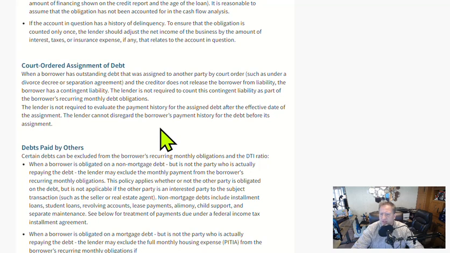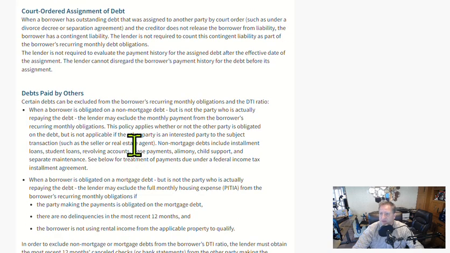Court-ordered assignment of debt. When a borrower has outstanding debt that was assigned to another party by court order, such as under a divorce decree or separation agreement, and the creditor does not release the borrower from liability, the borrower has a contingent liability. Okay, interesting. The lender is not required to count this contingent liability as part of the borrower's recurring monthly debt obligations. Wow, that surprises me. The lender is not required to evaluate the payment history for the assigned debt after the effective date of the assignment.